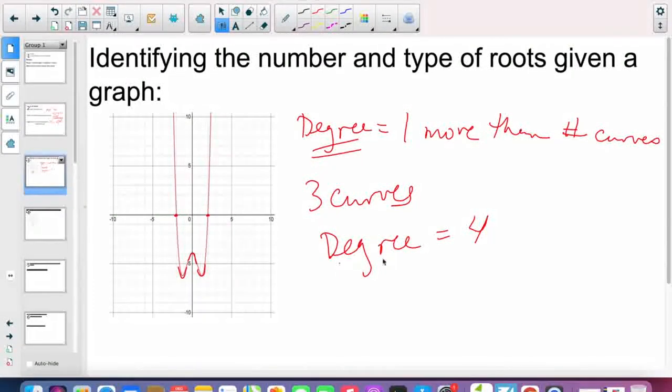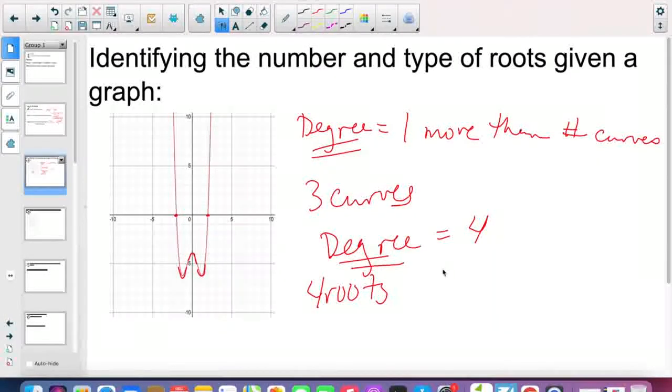So if our degree represents the number of roots this function will have, well, it has to have 4 roots. If it has 4 roots, we know 2 of them: one of them is -2, another one is 2. So that accounts for 2 of the roots.